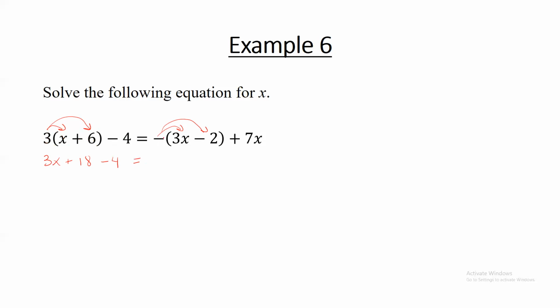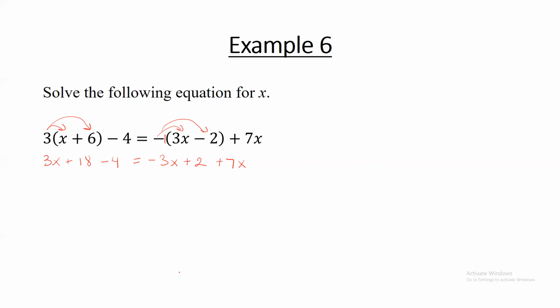Equals. Remember, the minus sign could be thought of as a -1. So we're really multiplying by -1. -1 times 3x is -3x. -1 times -2 is +2. And we have the +7x. Again, we're not distributing to it. It wasn't in the parentheses.